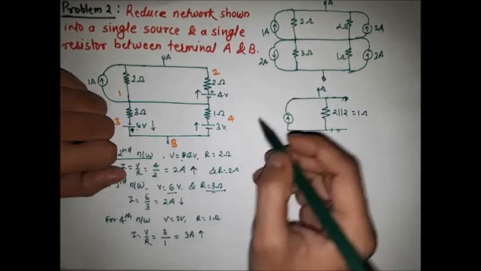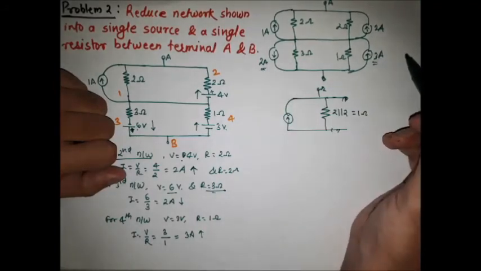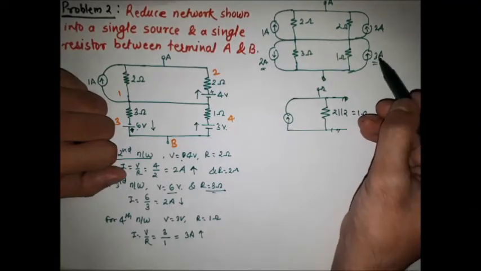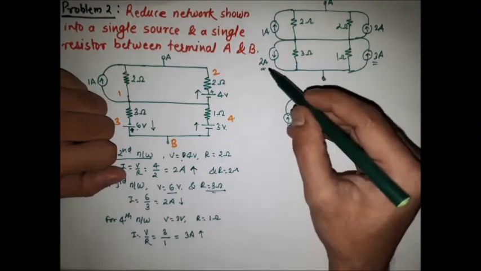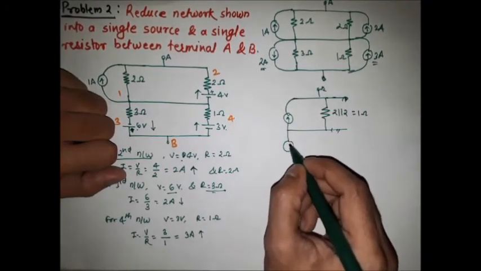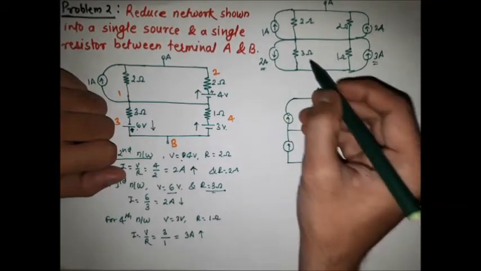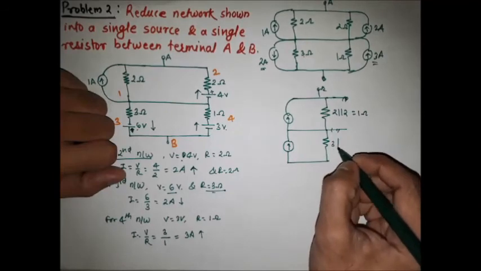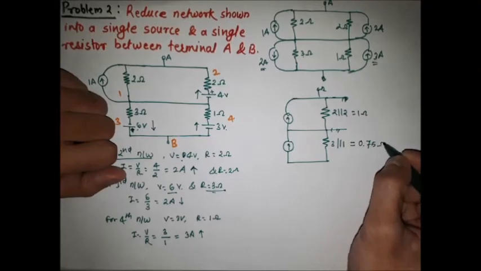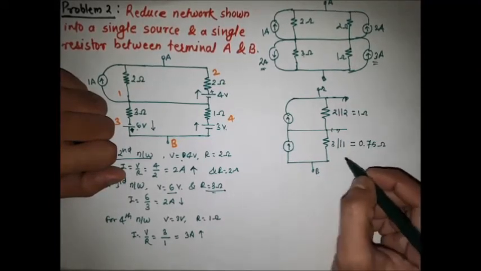Then here again this 2 ampere current source and the 3 ampere current source are in parallel, but the directions are opposite. So we are subtracting the currents. Higher current is 3 ampere, so 3 minus 2 is 1 ampere, and we give the direction of the higher current. So it is in the upward direction like this, and the resistance will be the parallel combination of 3 ohm and 1 ohm, which is equal to 0.75 ohm. This is the B terminal.